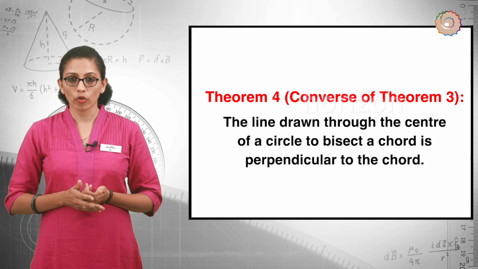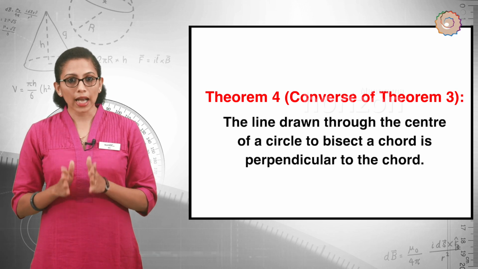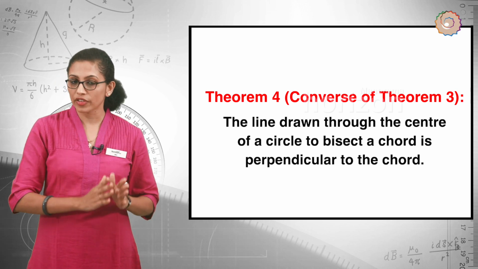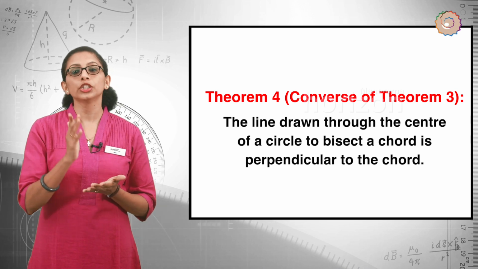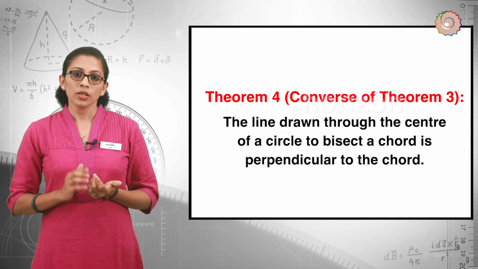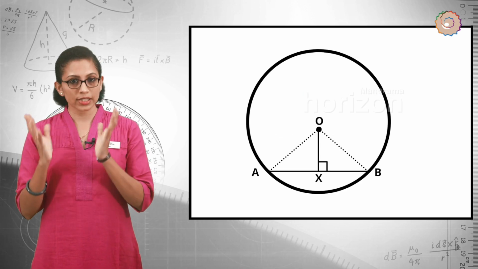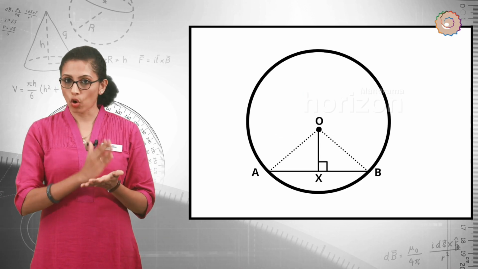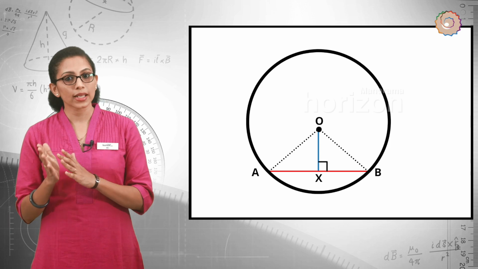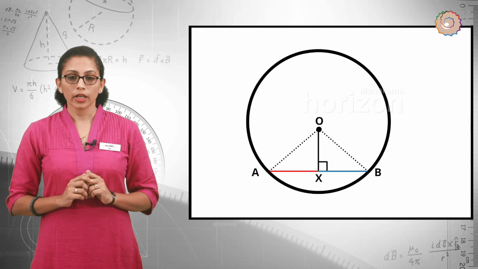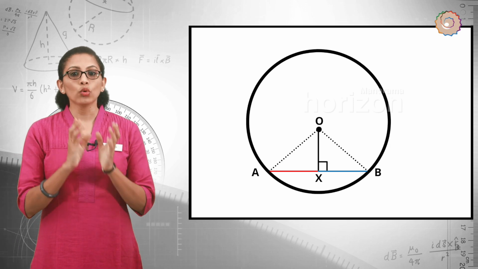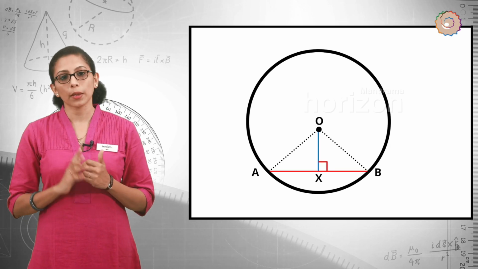Let's see the converse of theorem number 3. That is theorem number 4. The statement is, the line drawn through the center of a circle to bisect a chord is always perpendicular to the chord. So, what is given? A circle with center at O. AB is a chord of a circle and OX bisects AB. That is, AX is equal to BX.